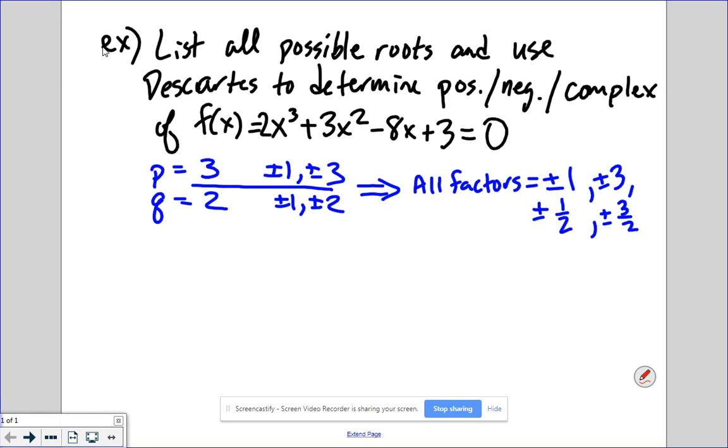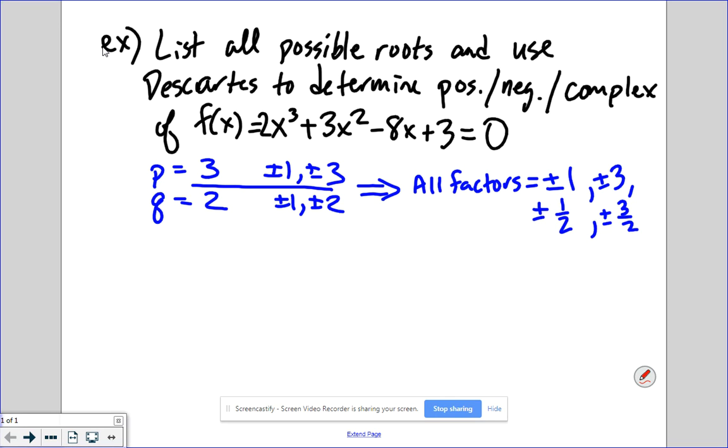So there's step 1. Now we have to use Descartes to find the positive, negative, and complex roots. And after that, we have to actually find the roots, doing synthetic division. Descartes looks at sign changes of f of x and then f of negative x to tell us how many positive, negative, and complex roots we can possibly have.